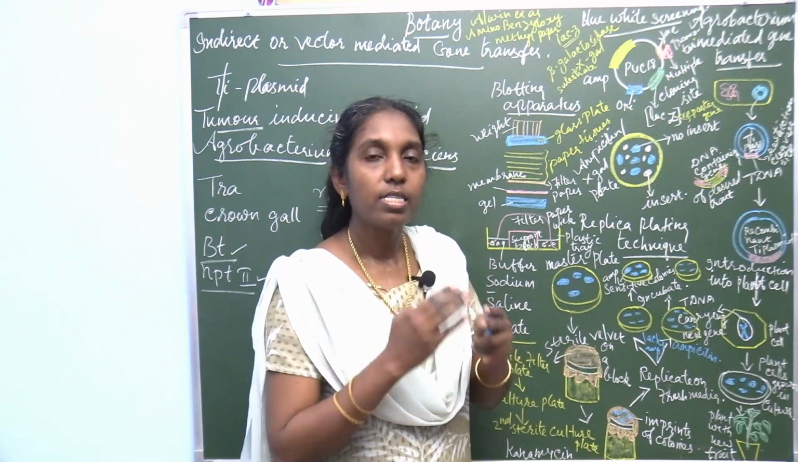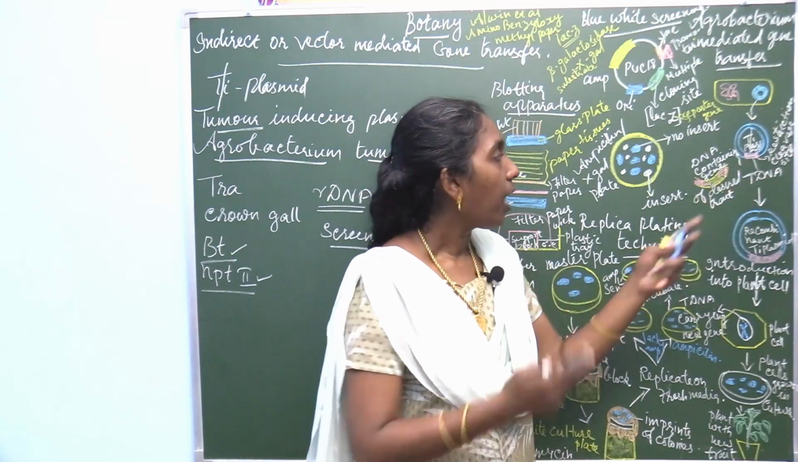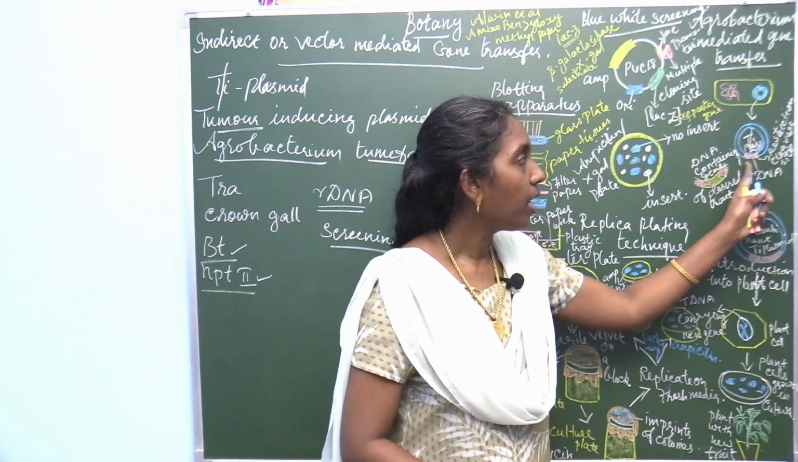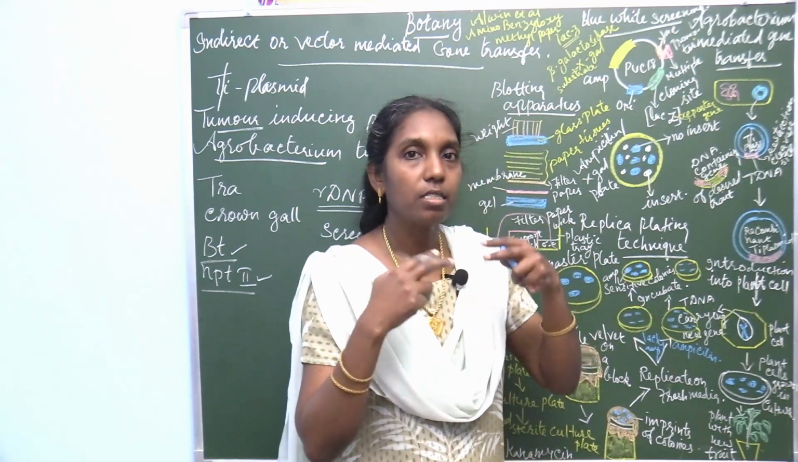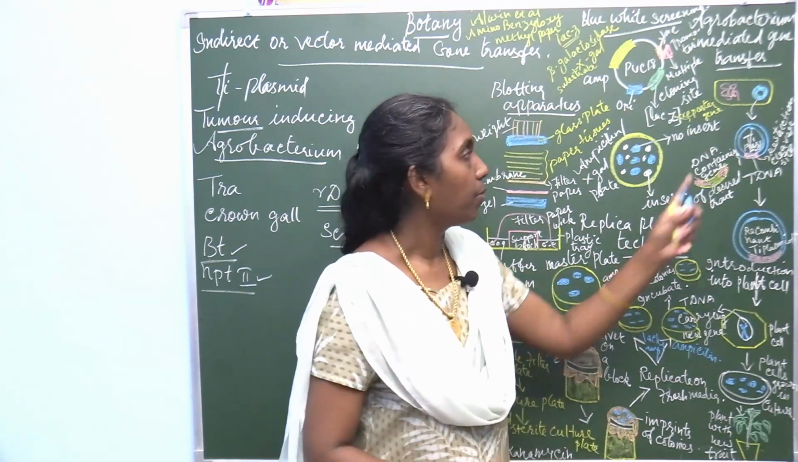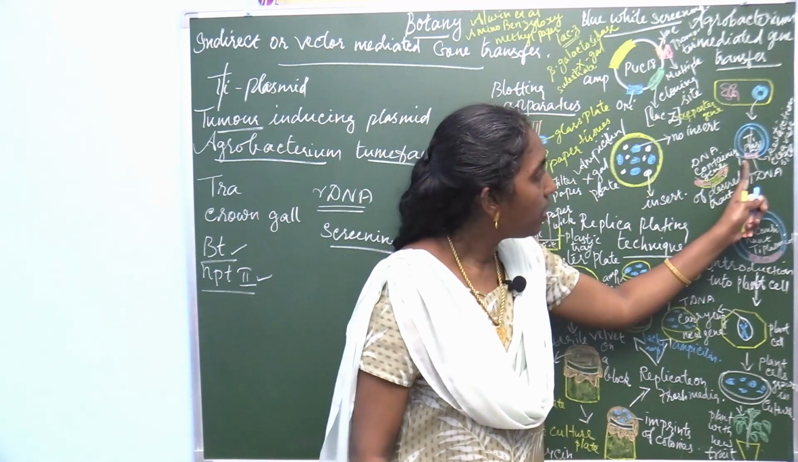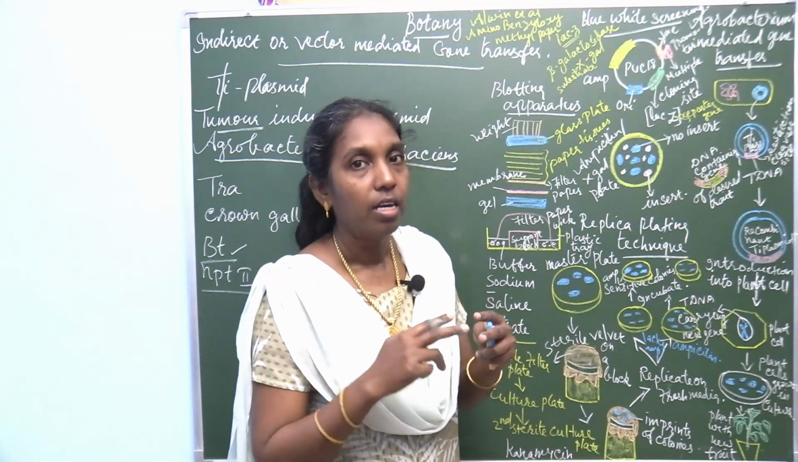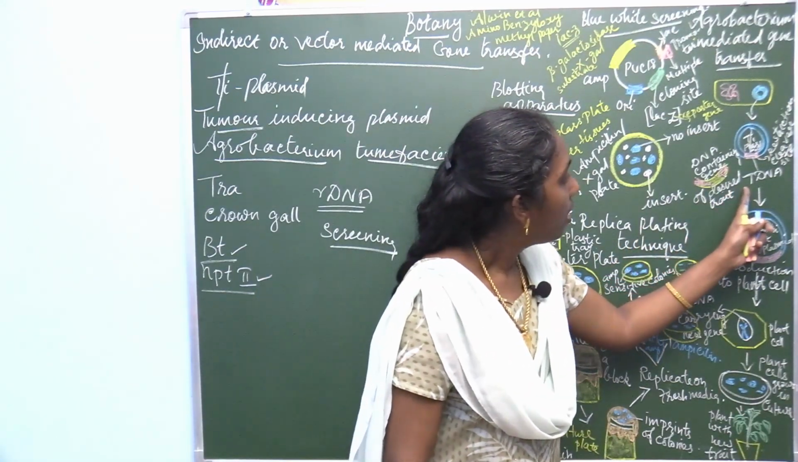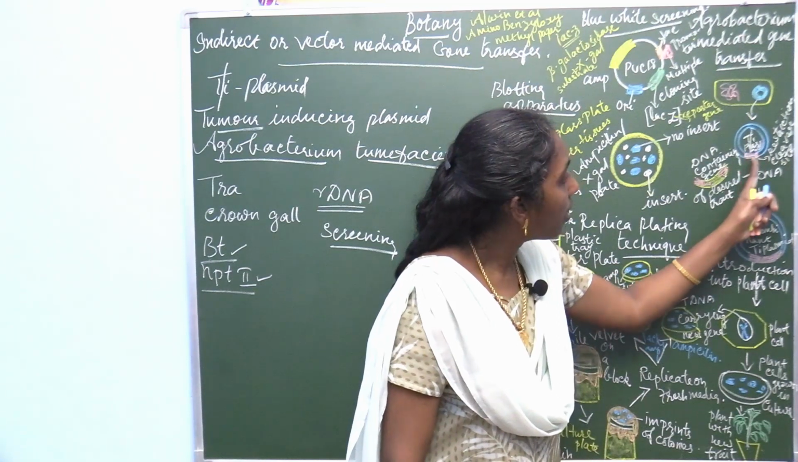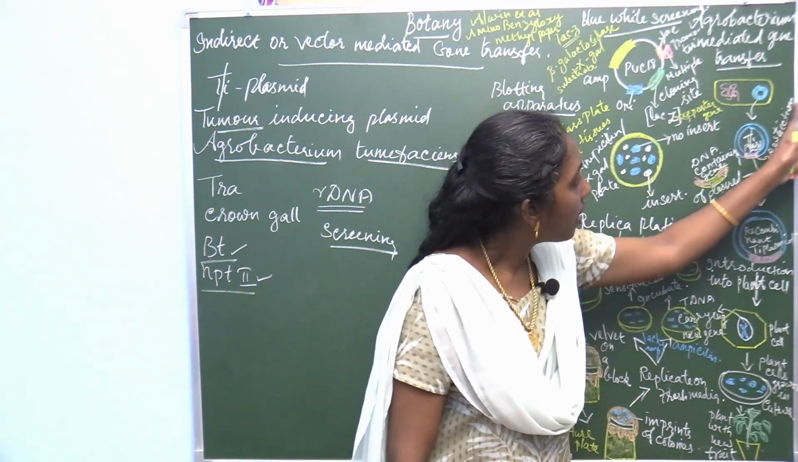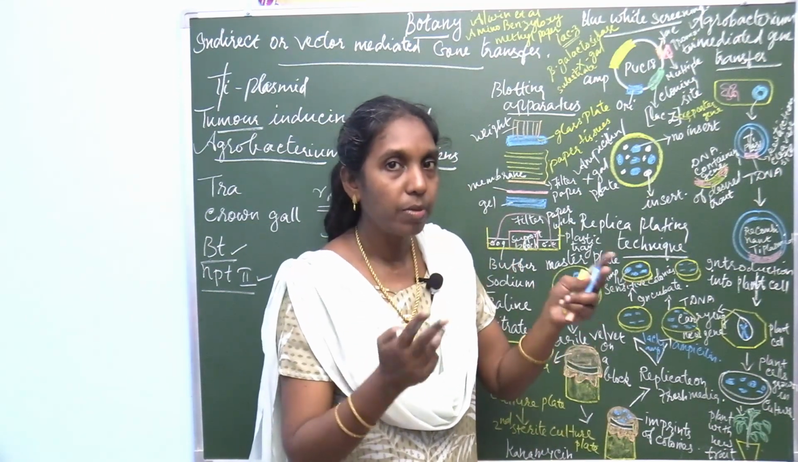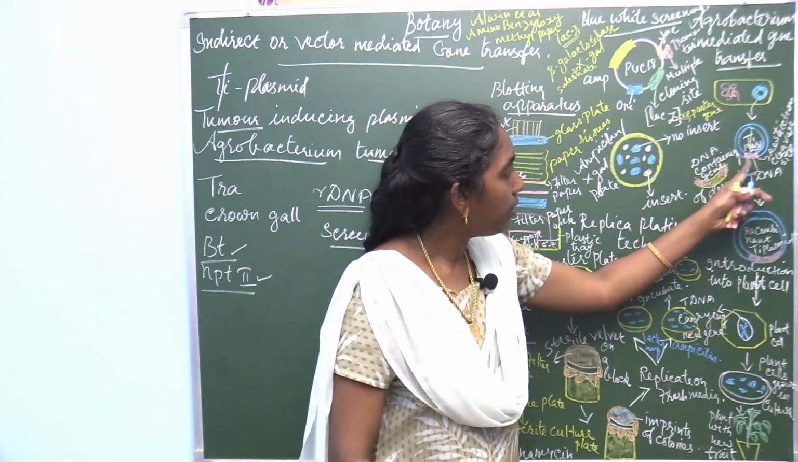Restriction endonucleases cut open the plasmid and this gene of interest is inserted into the plasmid, and both are pasted together with the help of ligase enzyme. Now this plasmid is called rDNA, recombinant DNA. This is the part of tDNA and this restriction cleavage site cuts open the plasmid and inserts this desirable trait.